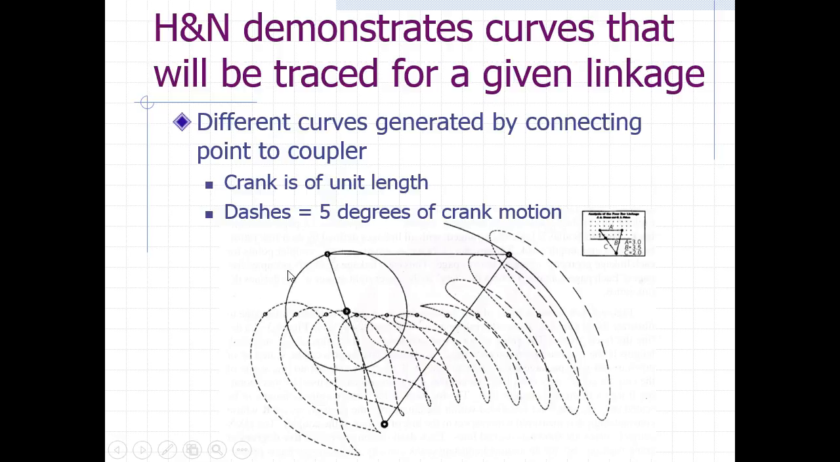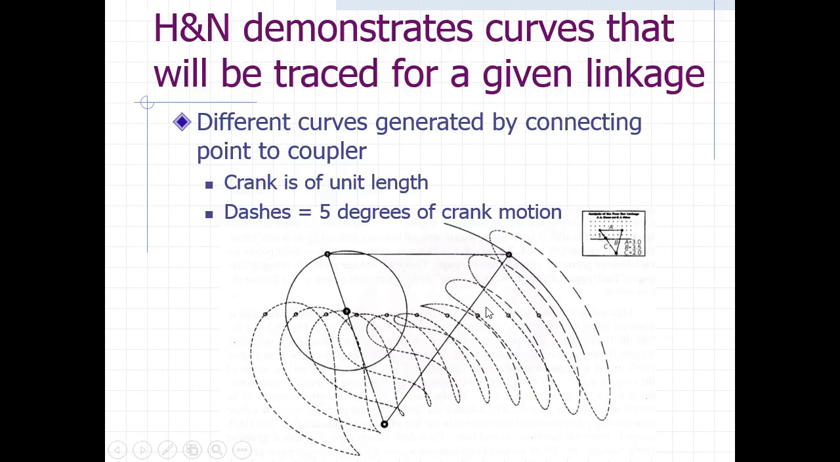Notice our crank follows this particular path, and if we want to trace out a particular coupler curve that we see here, of which I believe there will be 10: 1, 2, 3, 4, 5, 6, 7, 8, 9, 10 different coupler curves, we simply need to put this point here on our coupler.